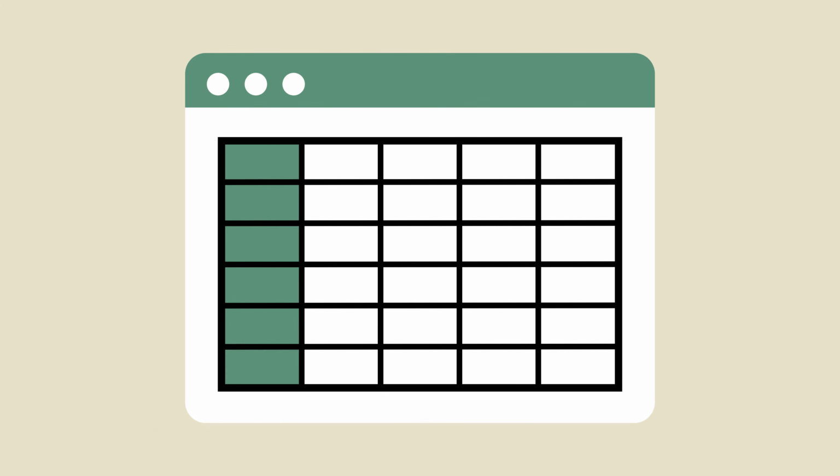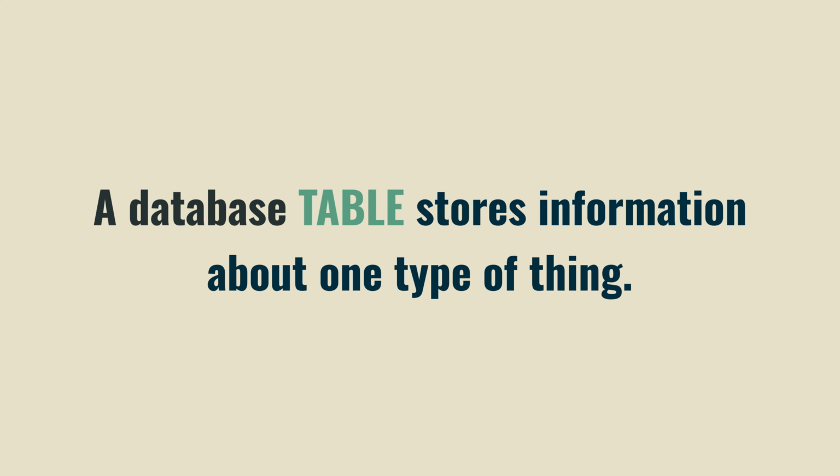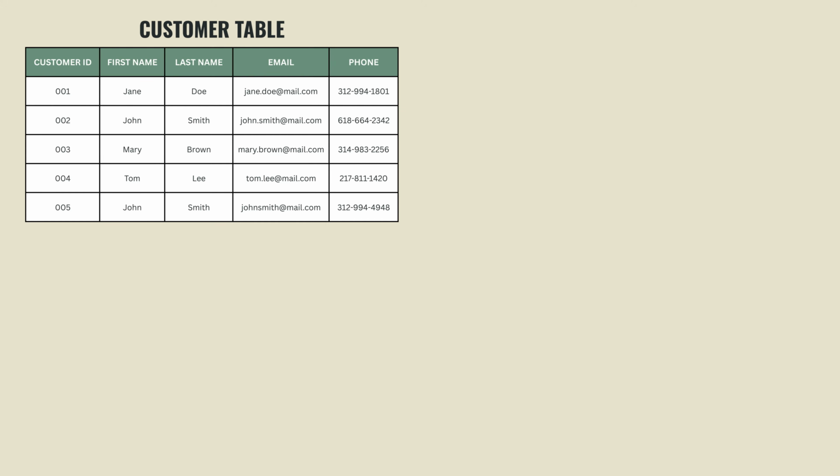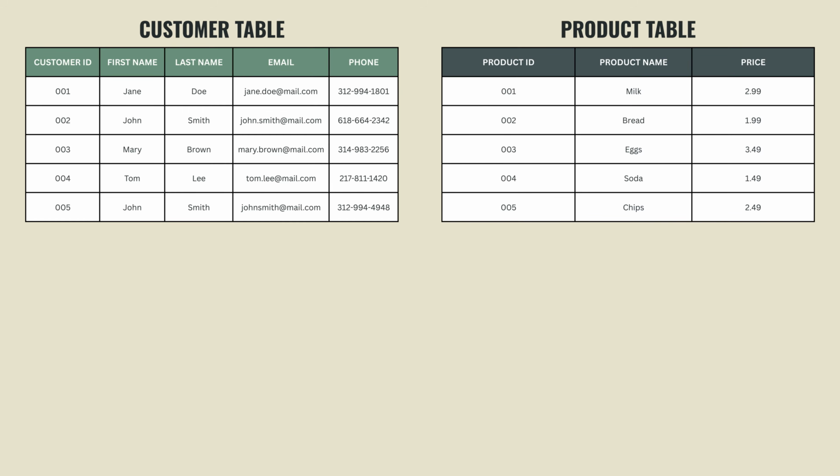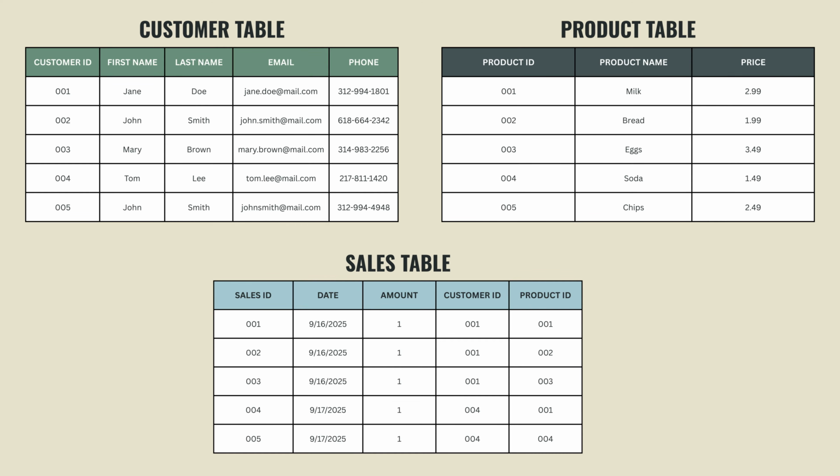The easiest way to understand what a relational database is, is to picture a spreadsheet. In fact, at its core, it looks a lot like one. So let's build one together. Imagine a blank spreadsheet grid. This is exactly what a database table looks like. A database table stores information about one type of thing, or entity. For example, a company might have a database with one table for customers, another for products, and another for sales.